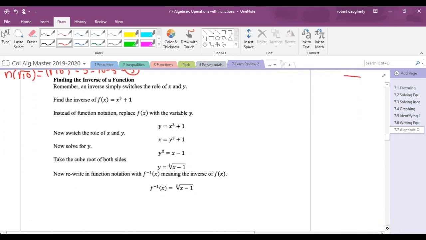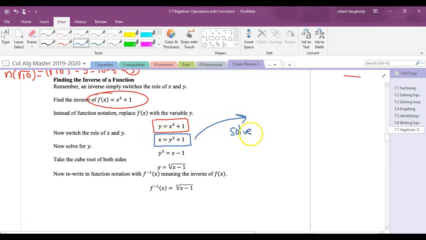Finding the inverse of a function. Remember, at its basic definition, an inverse is where your x and y change roles. Okay? So if I'm asked to find the inverse of x cubed plus 1, let's just rewrite it with, instead of f of x, let's write it as y equal x cubed plus 1. Now, let's switch the role of x and y, and then all we have to do is solve for y.